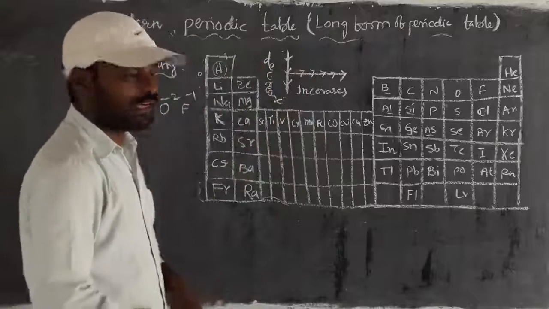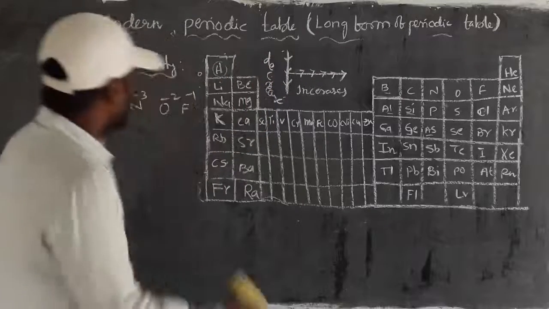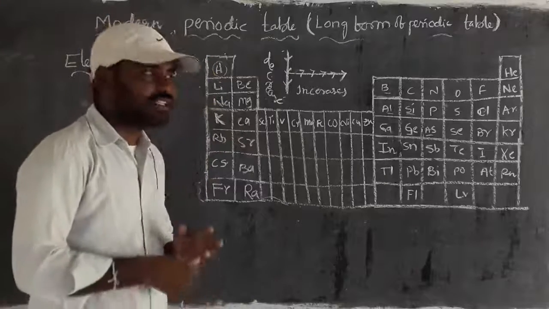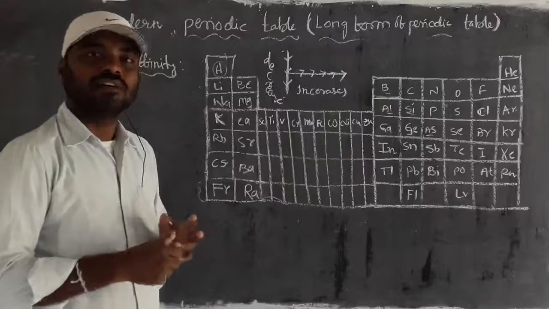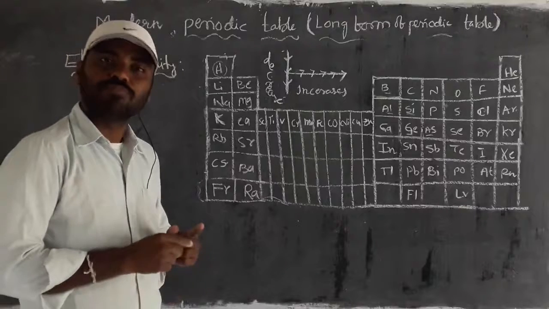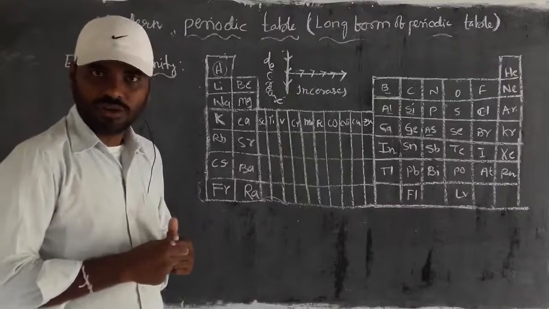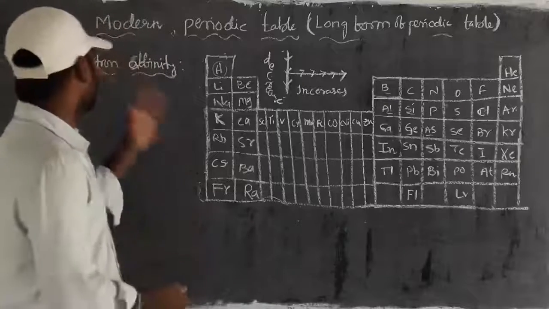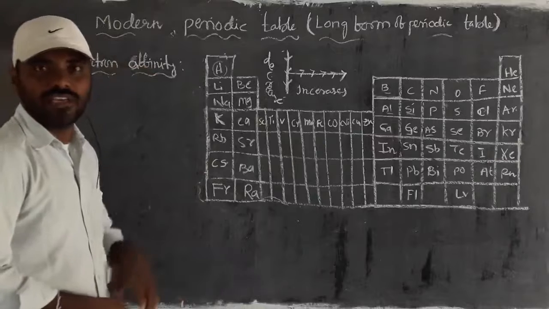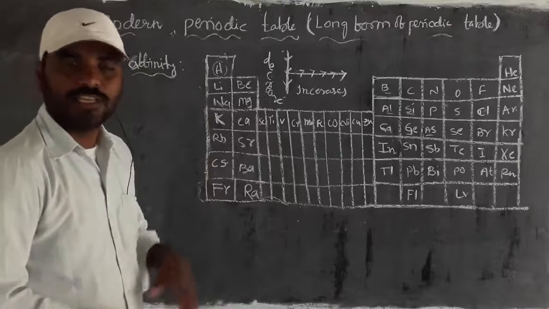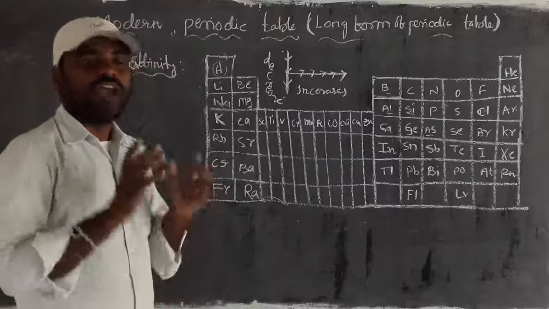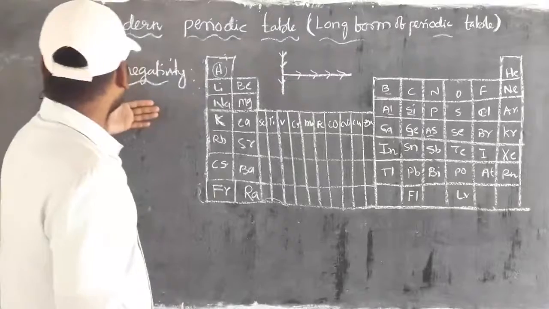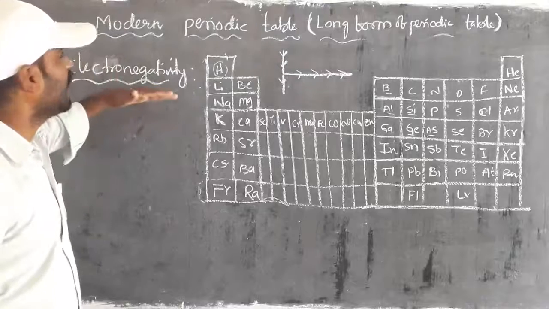Then one more thing: what factors can affect electron affinity? Same as yesterday: one is nuclear charge, another is the screening effect, third is penetration, fourth is stable configuration, and last is atomic radius. These all affect electron affinity, the same as what we discussed in yesterday's class about ionization energy. Have you got clarity? The next periodic property is electronegativity.